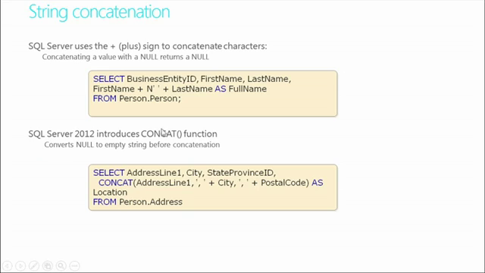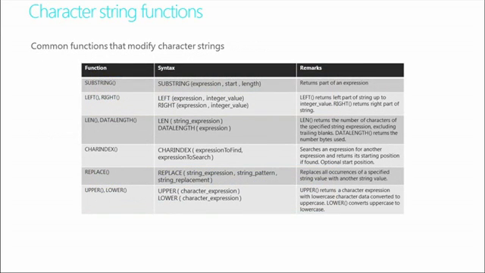We also have what's called the concat function. This is what we're going to do here. Select address line 1, city, state province ID. We're going to concat the address line plus city plus postal code as location, and we're going to grab this information from Person.Address. What this will do is convert nulls to an empty string before the concatenation, so you don't end up with a row that doesn't contain anything that makes any sense to you.